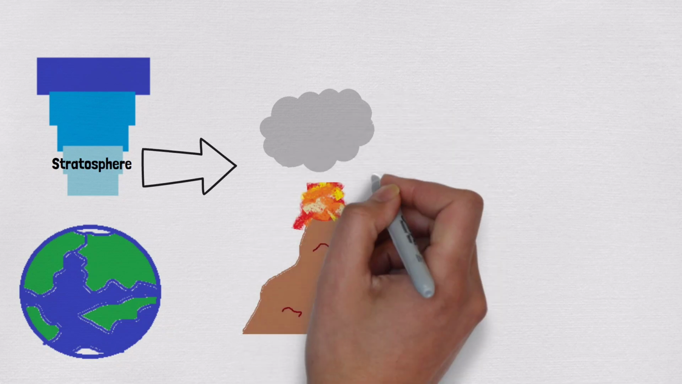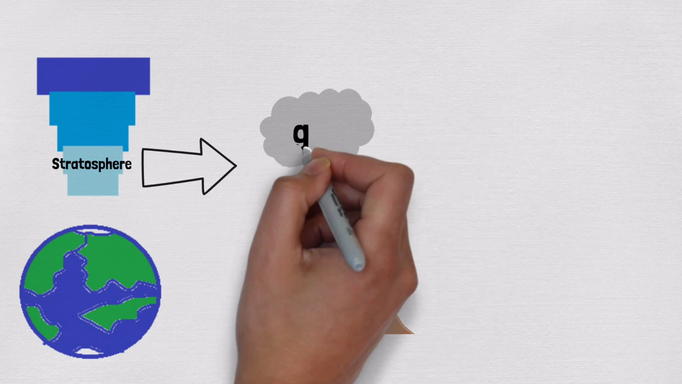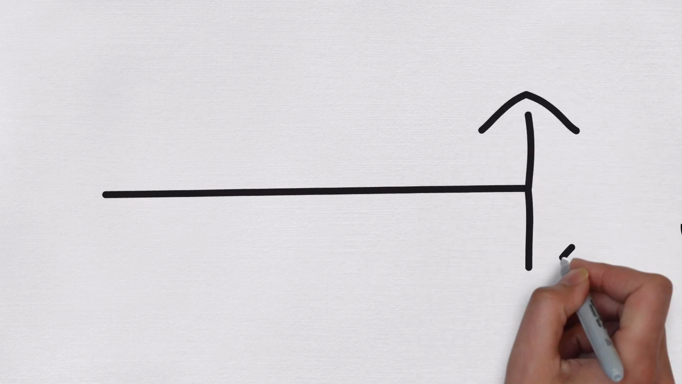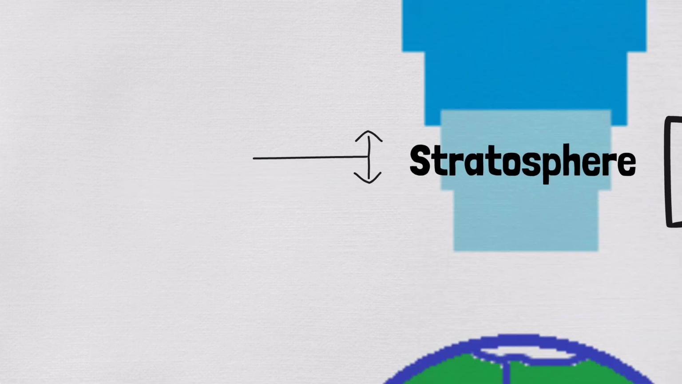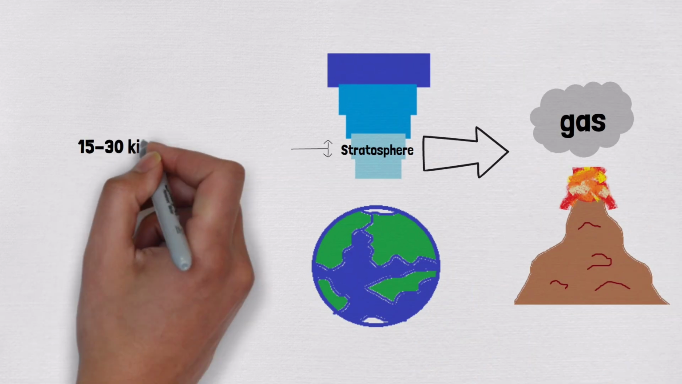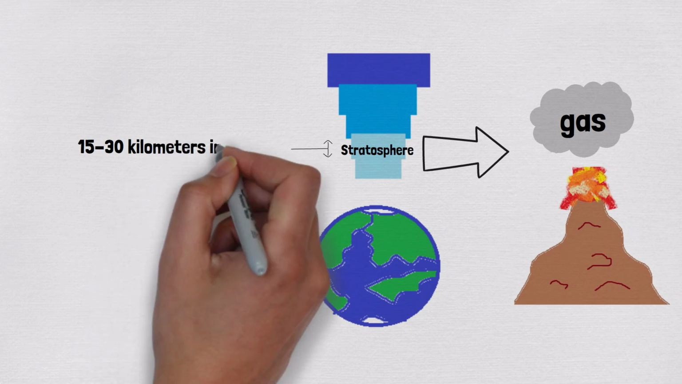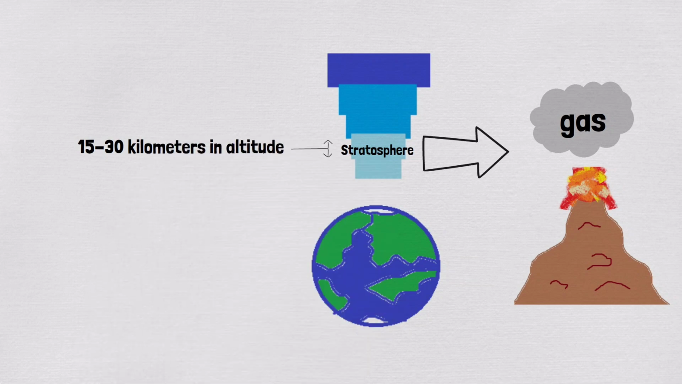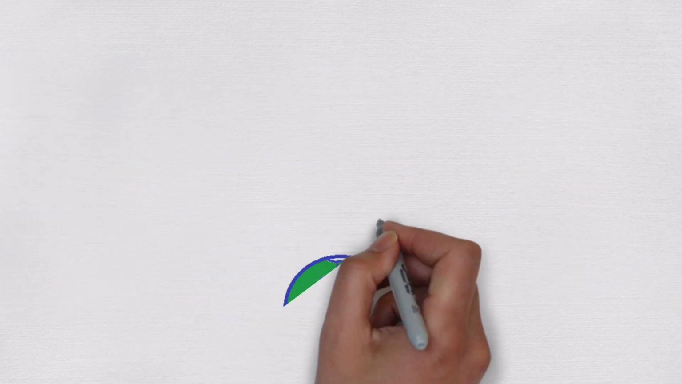This layer is more stable due to warmer, less dense air above cooler, denser air. Between 15 to 30 kilometers in altitude, the ozone layer is found, absorbing harmful ultraviolet rays from the sun. The thickness of the ozone layer varies with altitude.